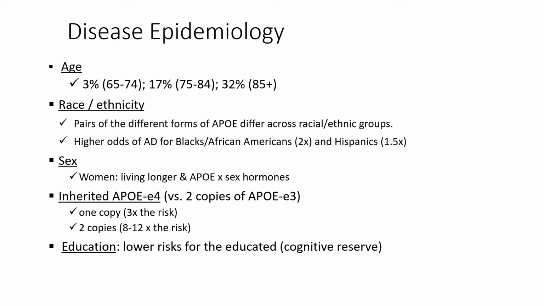When compared to those with two copies of the APOE E3 allele, those with one copy of the APOE E4 allele have 3 times the risk of being afflicted with Alzheimer's disease. When compared to those with two copies of the APOE E3 allele, those with two copies of the APOE E4 allele have 8 to 12 times the risk of being afflicted with Alzheimer's disease.